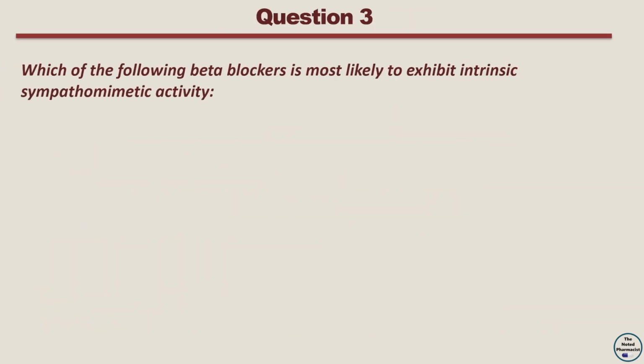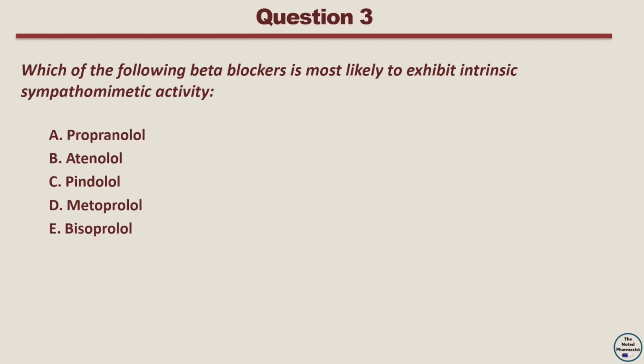Question 3. Which of the following beta blockers is most likely to exhibit intrinsic sympathomimetic activity? Option A. Propranolol. Option B. Atenolol. Option C. Pindolol. Option D. Metoprolol. Option E. Bisoprolol.